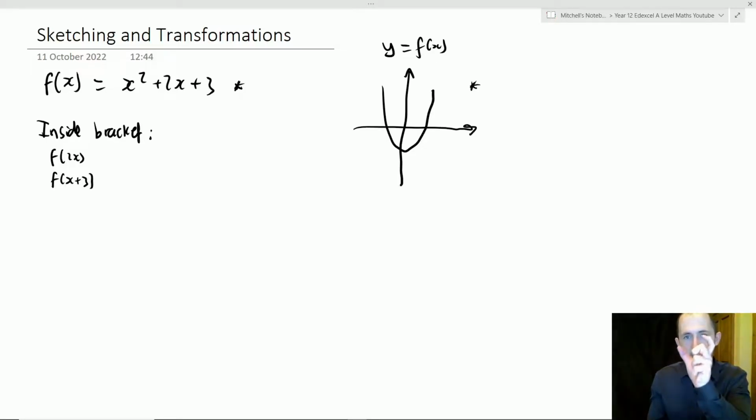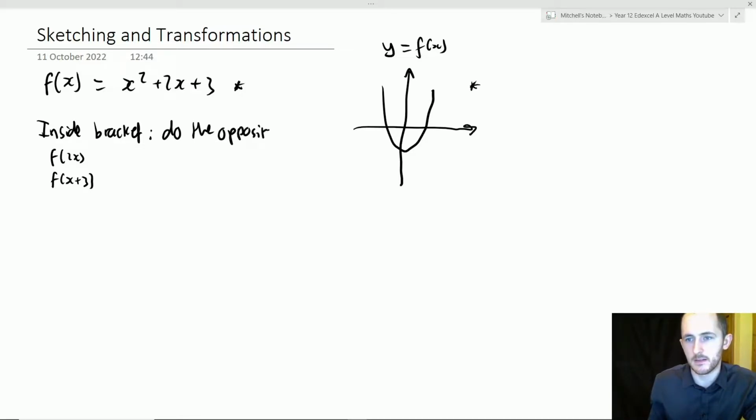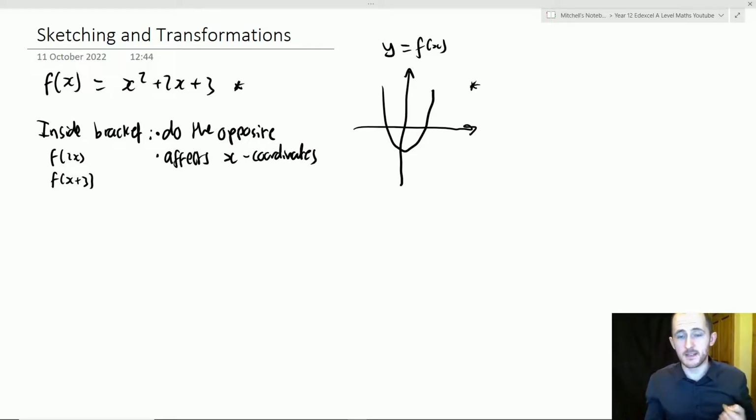So if it's inside that x bracket, then you do the opposite. You do the opposite, okay? And you only touch or affect the x coordinates. Okay, so f of 2x, you do the opposite. That says 2 times x, so we're going to do divide by 2, and we only affect the x values. Okay, so this would be a compression in the x-axis. And then with x plus 3, it's saying plus 3, so we do minus 3, okay?